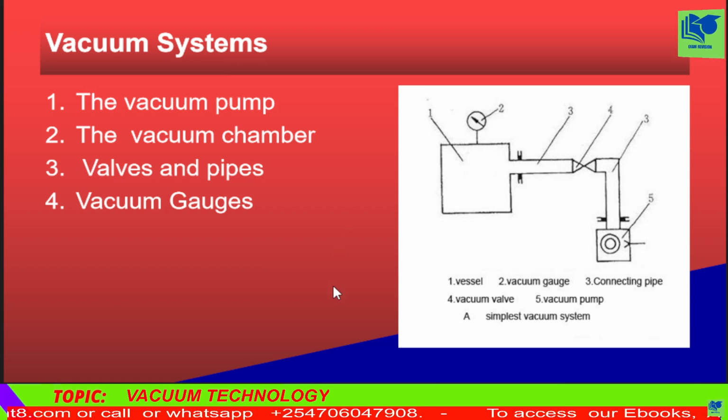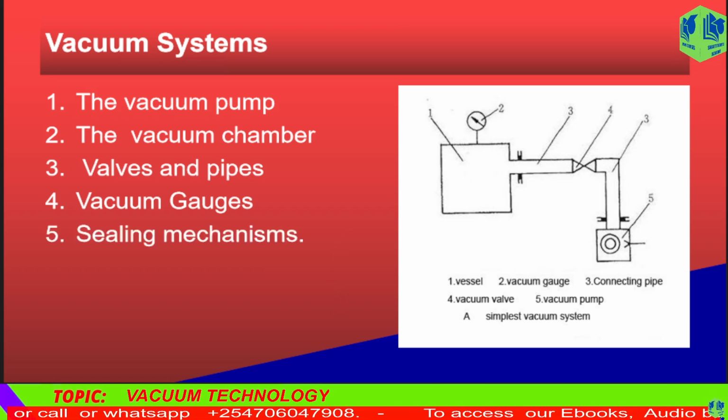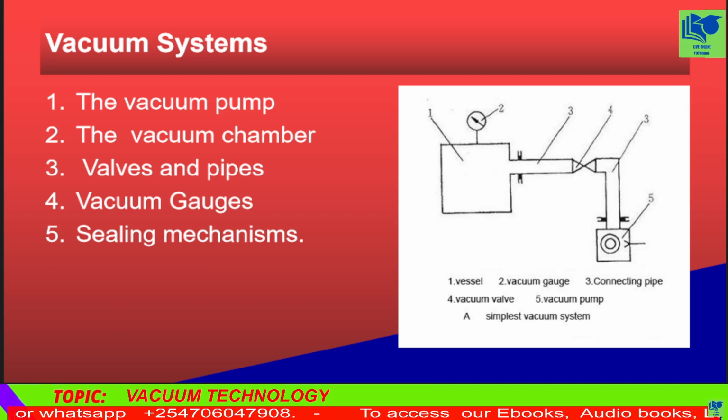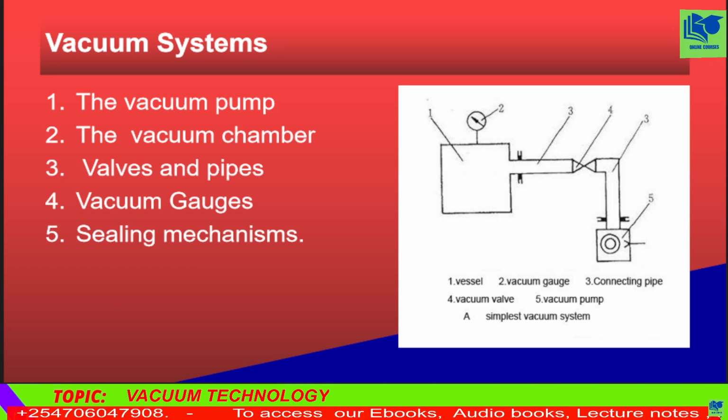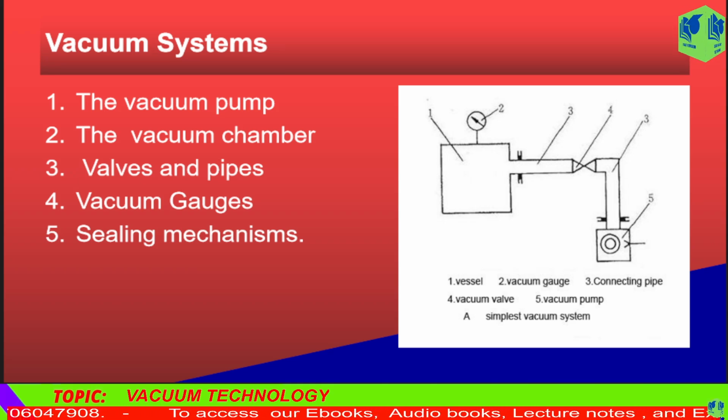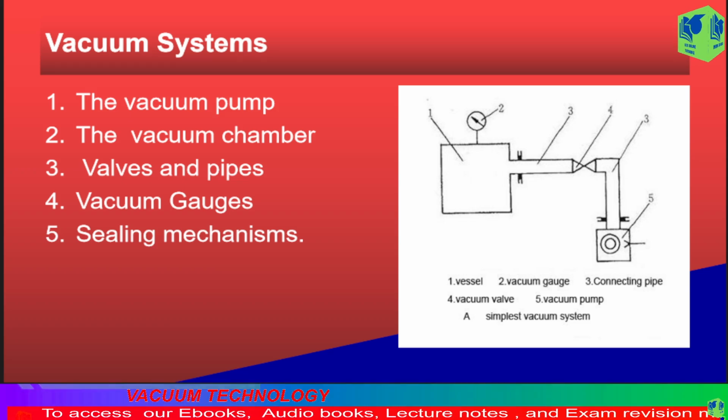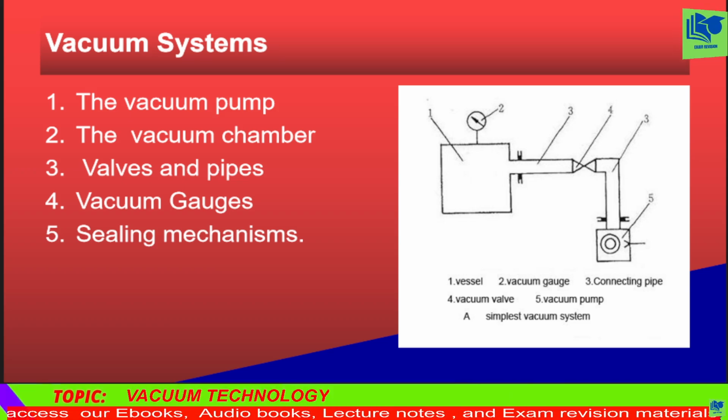Lastly, there are sealing mechanisms. These ensure that no air sneaks into the system from the outside. Think of them as the guardians of the vacuum chamber. Understanding how these components work together is crucial for designing and operating vacuum systems effectively. Whether you're sealing food packages, experimenting with nanotechnology, or simulating the vacuum of outer space.